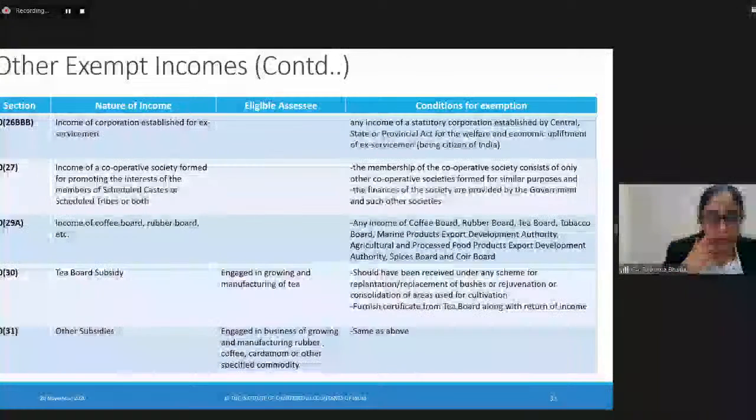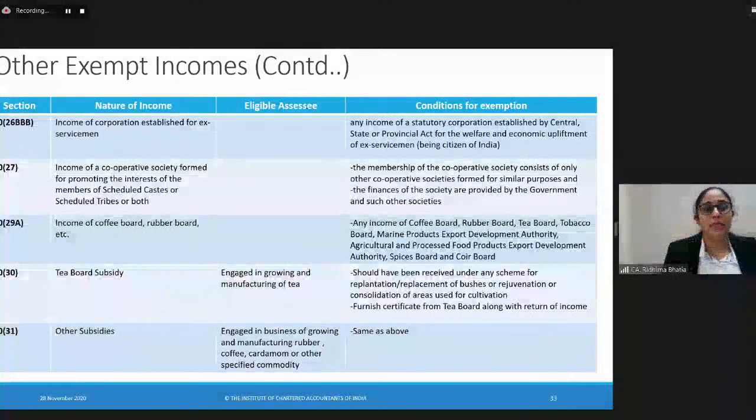Okay? So please do not think that any one of us can go and form a society for promoting scheduled caste, scheduled tribes, do our shows and we'll get the exemptions. No, there are proper procedures. You have to be registered, you have to be financed by the government, you have to come into being by any state or provincial act, then only such exemptions are given.